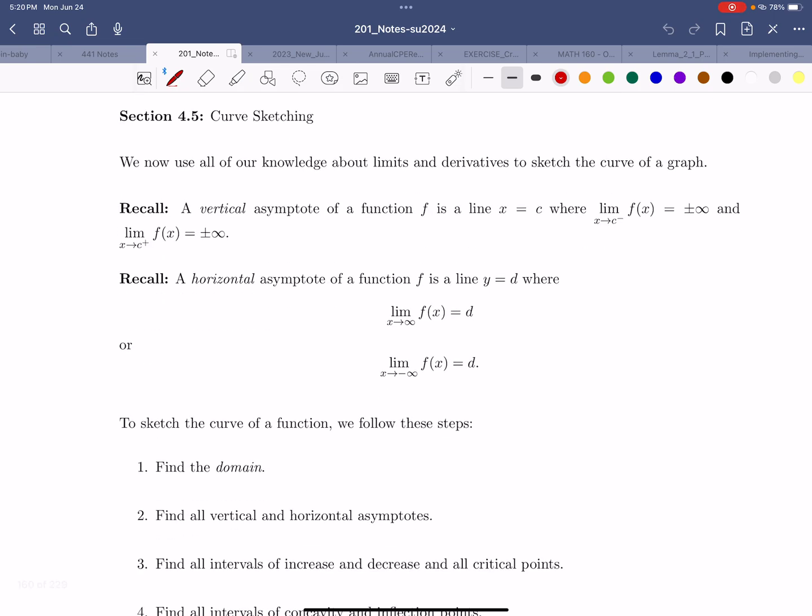One thing that we're going to include when we sketch the curve are the asymptotes. Now recall from the beginning of the semester that a vertical asymptote of a function is a line, denoted x equals c, where the left and right hand limits are plus or minus infinity. Also recall from section 2.6 that a horizontal asymptote is a horizontal line such that the limit as x approaches infinity or negative infinity equals a certain value. Infinity does not count. It has to equal a real number.